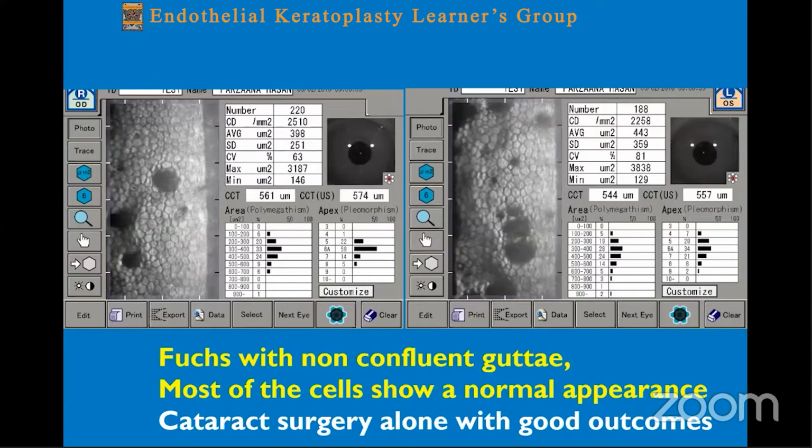So in this particular patient, because the cell count is decently good for a 72-year-old, we'll just go ahead with a cataract surgery alone, and no surgical intervention in the form of keratoplasty is needed in this patient.